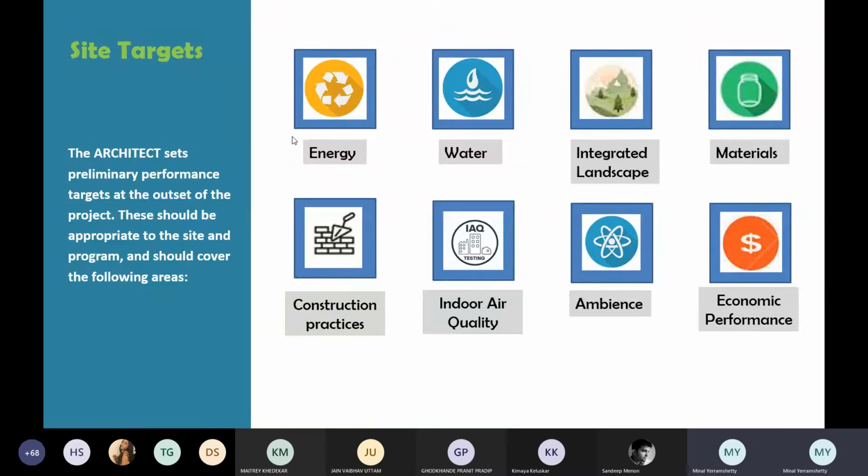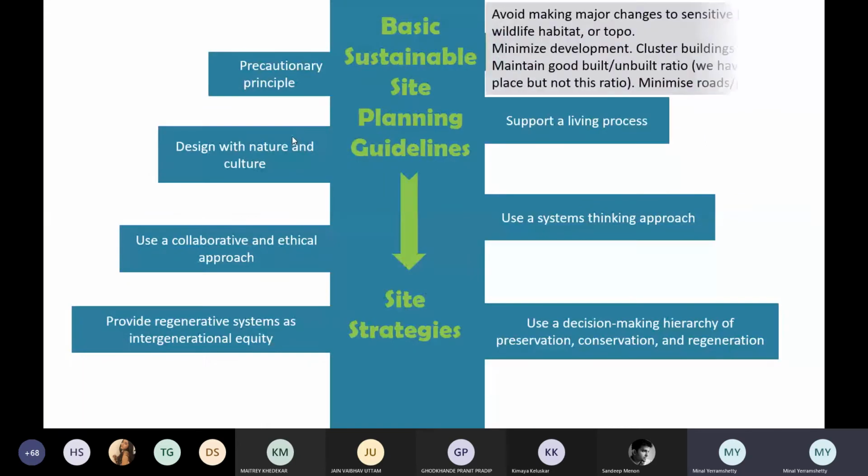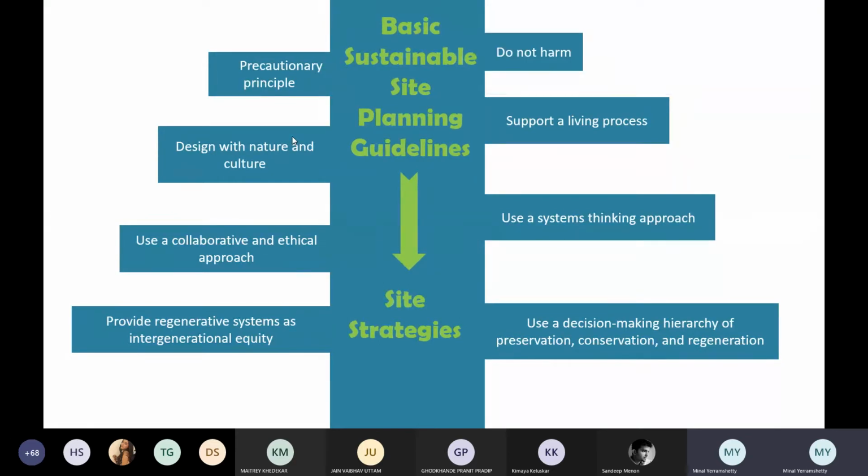And these are the results of not having this, okay. So when I say do not harm, and when I say targets, these are the targets. This is an example of a target. Avoid making major changes, minimize development, cluster buildings together, maintain good built and unbuilt. So this is about setting a target for do not harm. I am going to have clustered buildings. I'm not going to have very large, lavish courtyards spread out. Or if the courtyards are going to be there, then they're going to be green instead of paved. These are some of the decisions you will have to make when you say do not harm.